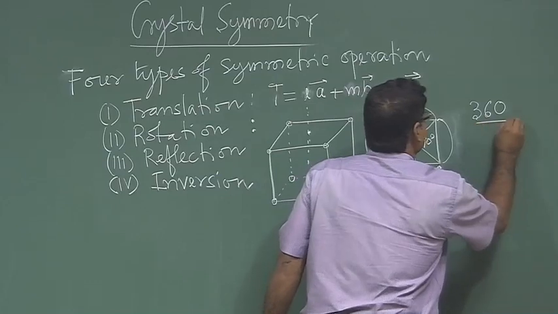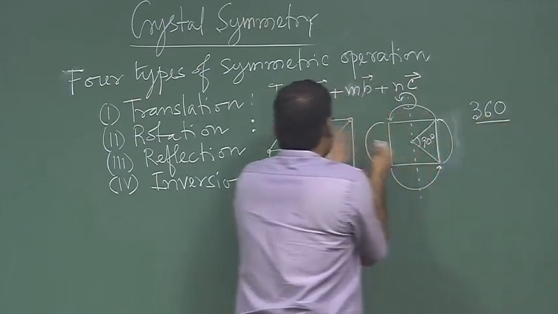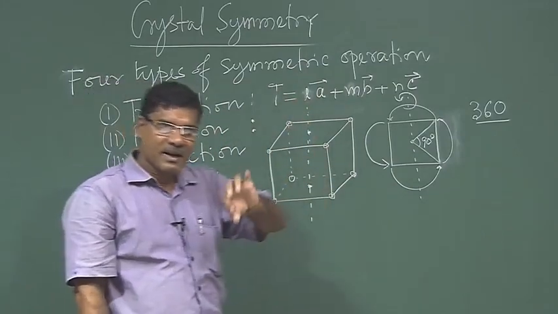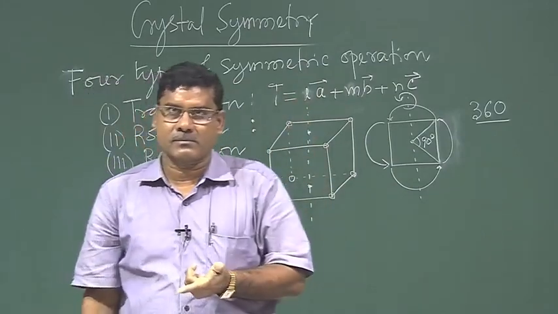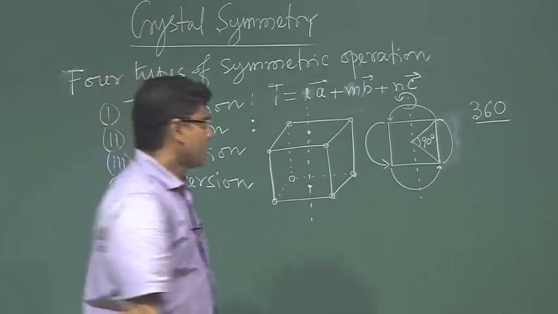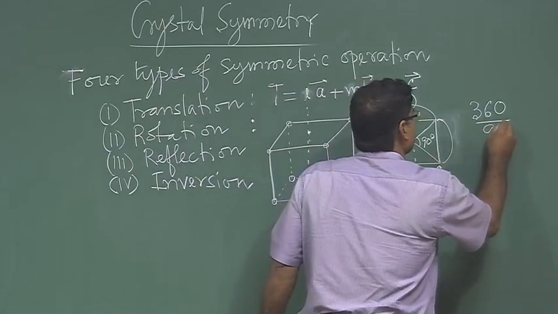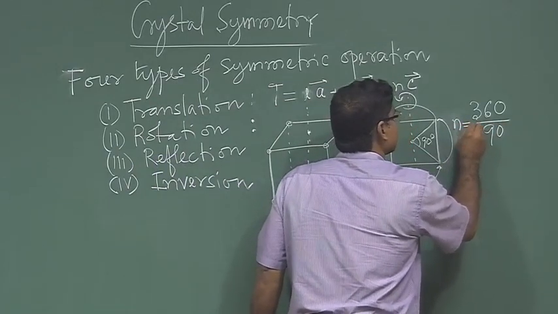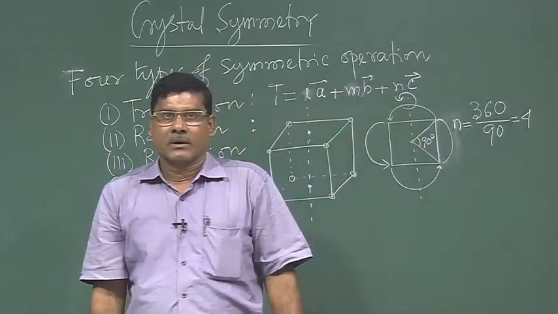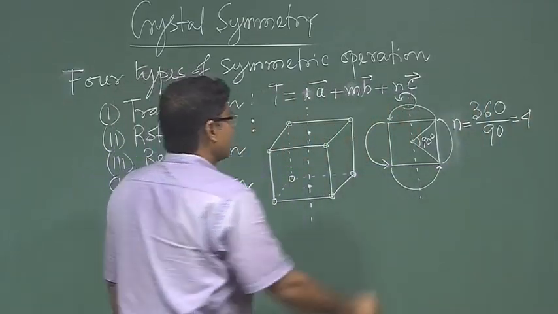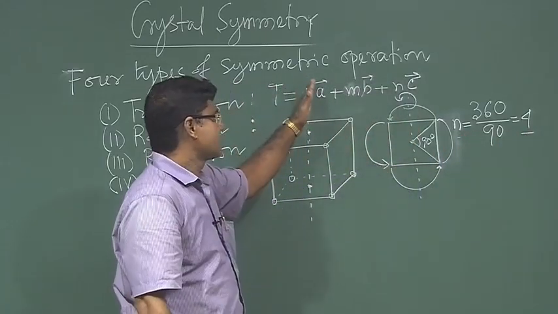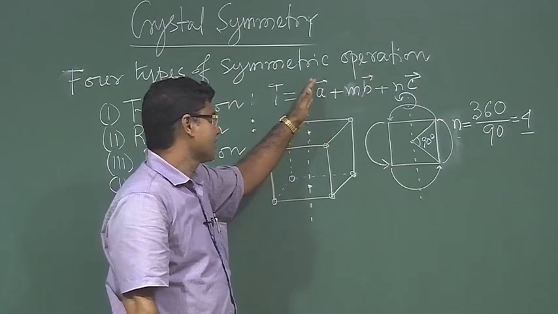Now, in this cubic crystal with respect to this axis, after 90 degrees we get the invariant position, the same configuration. So, n equal to 360 by 90, that is 4. Okay. So, this 4 is basically called the fourfold axis.